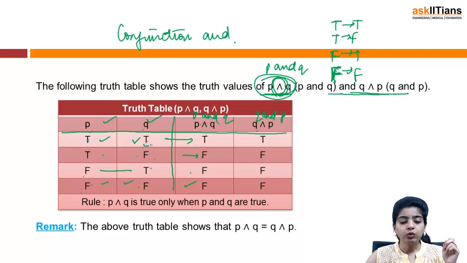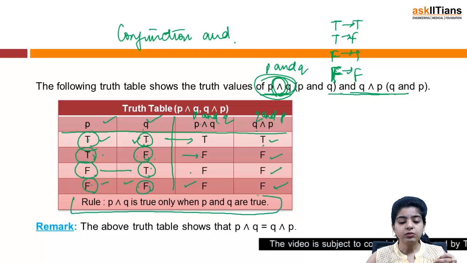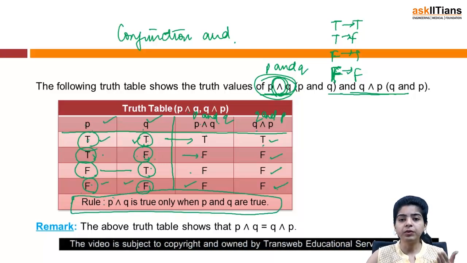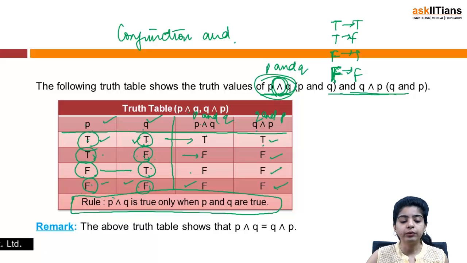Now we have Q and P. Q is true, P is true, result will be true. Q is false, P is true, result has to be false. Q is true, P is false, result has to be false. And finally, Q is false, P is false, so result is false. That means you can just remember this rule. In fact, you don't need to remember, that is something very obvious, that "and" will be true obviously if both the things are true. So P and Q is true only when P and Q both are true.